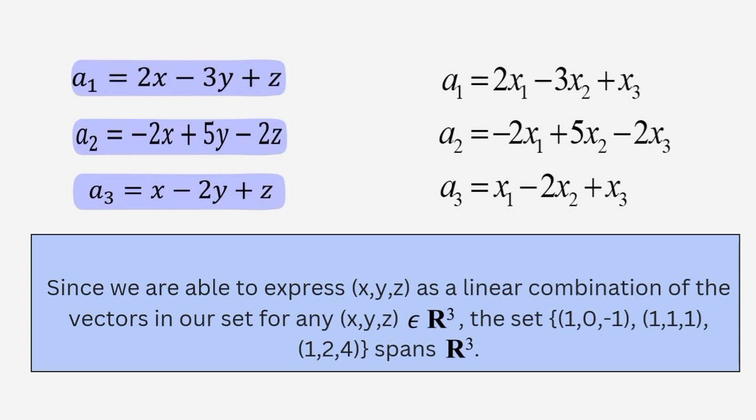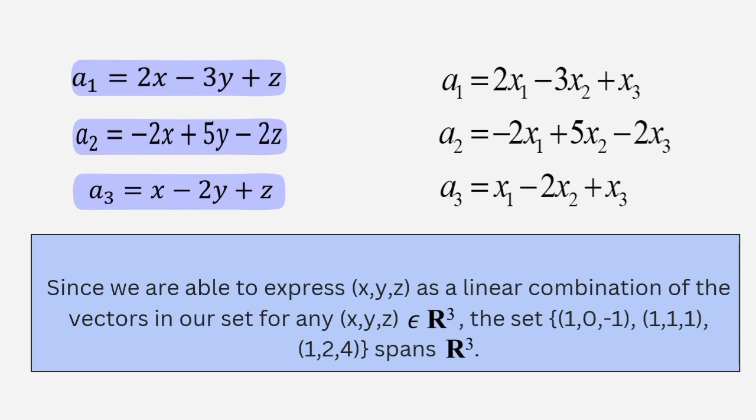So here, a sub 2 is equal to 2x minus 3y plus z, which is equivalent to 2x sub 1 minus 3x sub 2 plus x sub 3, which we just converted from our equation a while back, wherein x sub 1 is equal to x, x sub 2 is equal to y, and x sub 3 is equal to z.